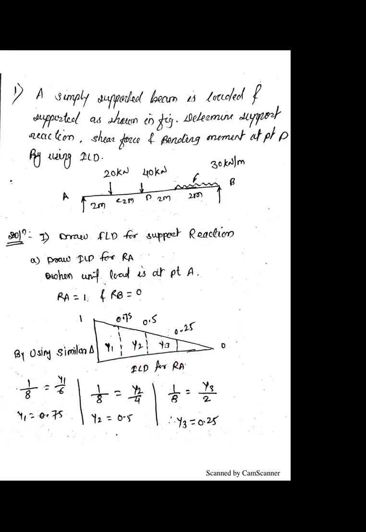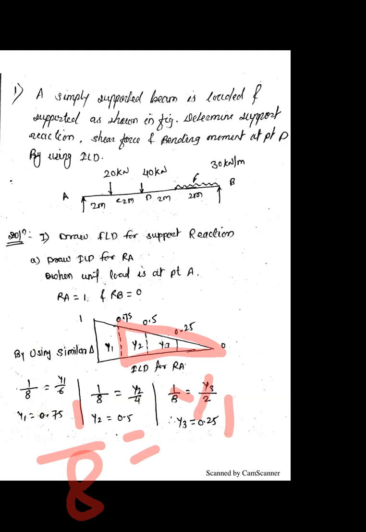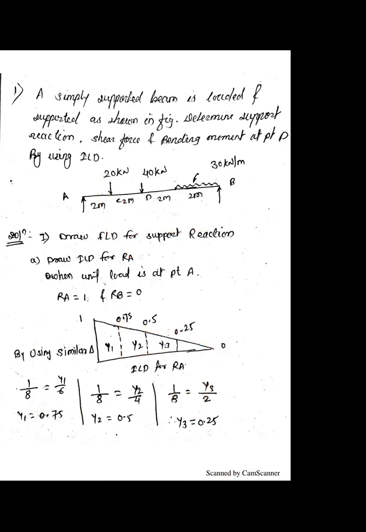By using similar triangle. Now this is triangle. Okay. So by using similar triangle, 1 divided by 8 means what? Height divided by base. This is 1. Height divided by base. So base is 8, 2 plus 2 plus 2 plus 2. Okay. So 1 divided by 8 is equal to. Now this is another triangle. Y1, again height. Y1 divided by base is starting from here. Base 6. So base is 6. Okay. After solving, then we get y1.